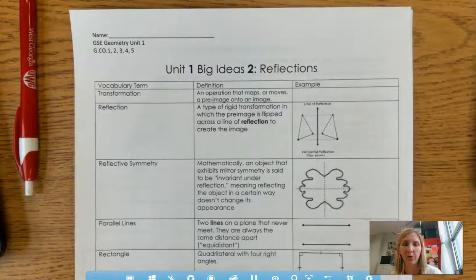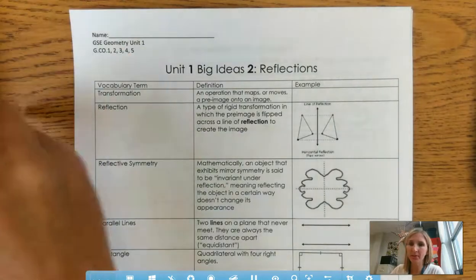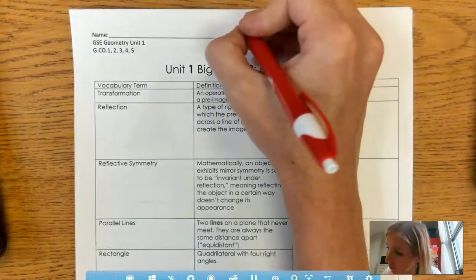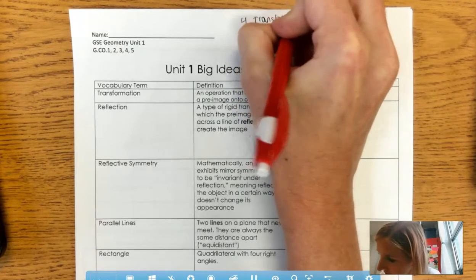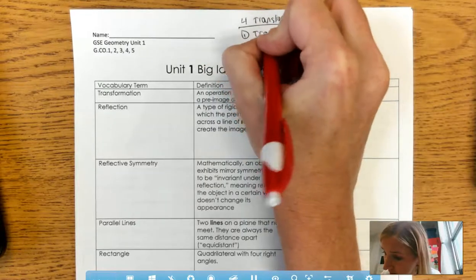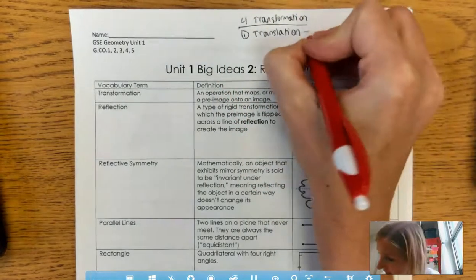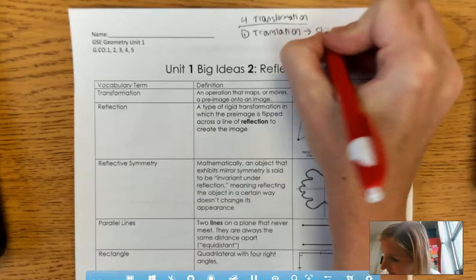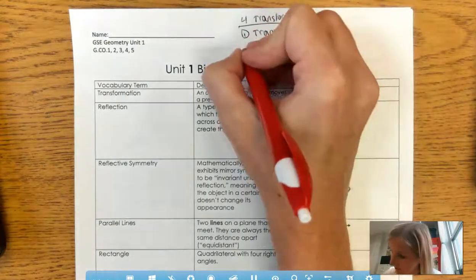Geometry, we are back for Unit 1 Big Ideas, Packet 2. Previously we introduced the idea of 4 transformations. We said translation. That's what we studied last packet, and those are slides. So you're sliding up, right, left, down.